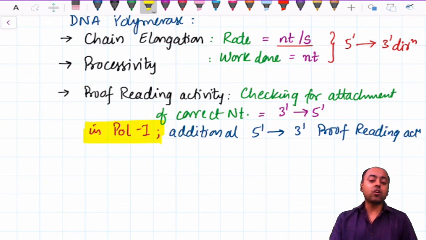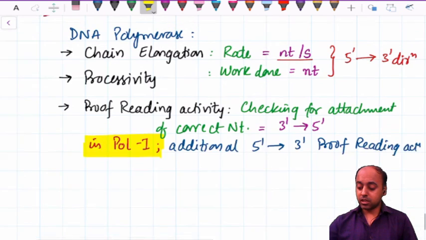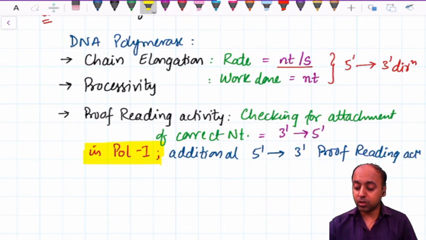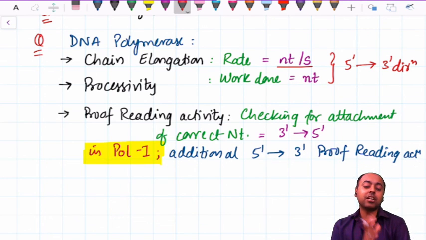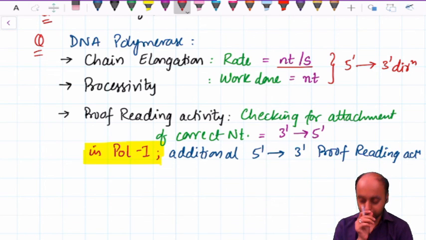It will also be there in the counterpart in the eukaryotes. So these are the three properties of the polymerase. So when you are getting the question on DNA polymerase, you will quickly write these three properties and then you will draw the table comparing the prokaryotic and the eukaryotic polymerases. I'll quickly draw that table comparing the prokaryotic and eukaryotic polymerases.